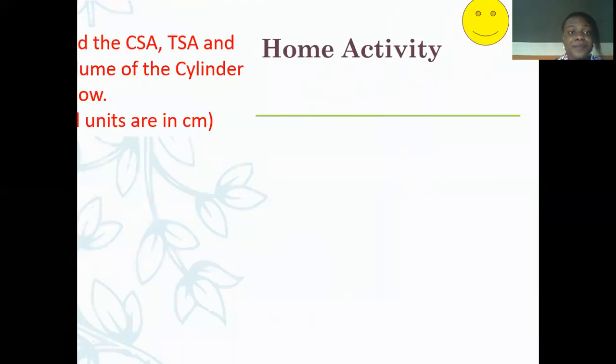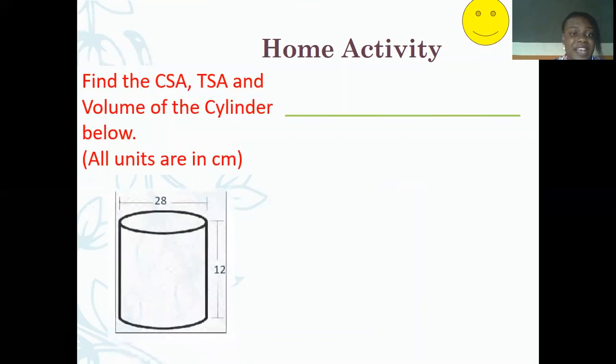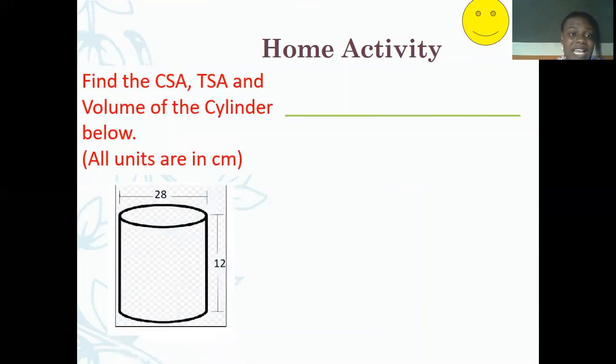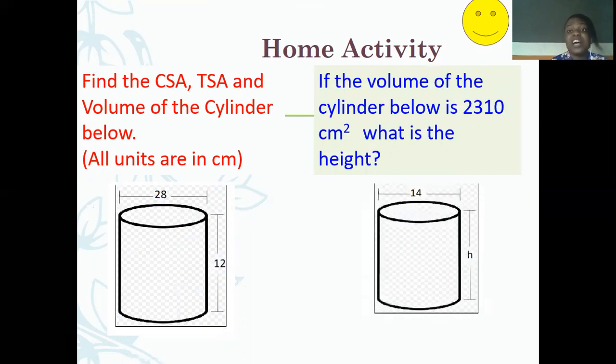Okay, so I would like you to do some home activity for me. Try this out. Find the curved surface area, total surface area, and the volume of the cylinder below. All units are in centimeters. And this is another one. If the volume of the cylinder below is 2,310 cm cubed, what is the height? What is the height there?